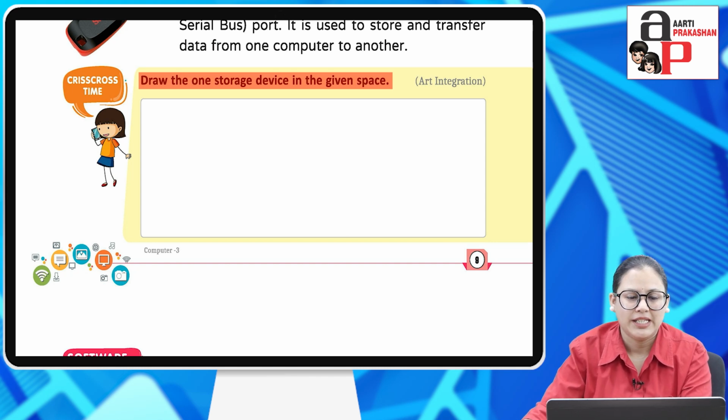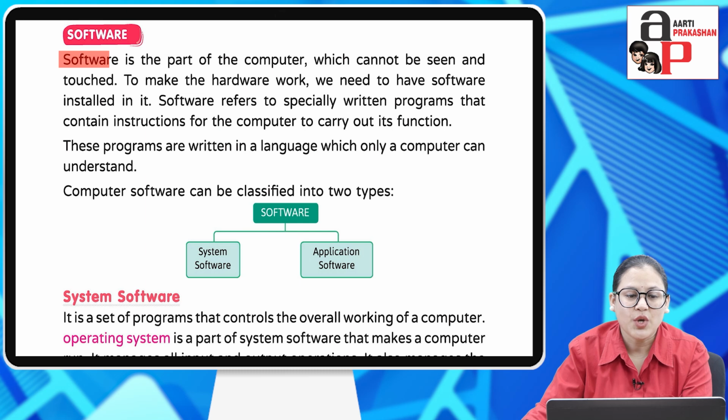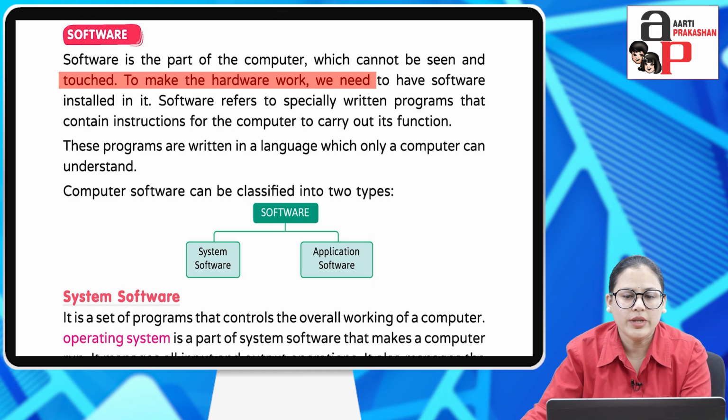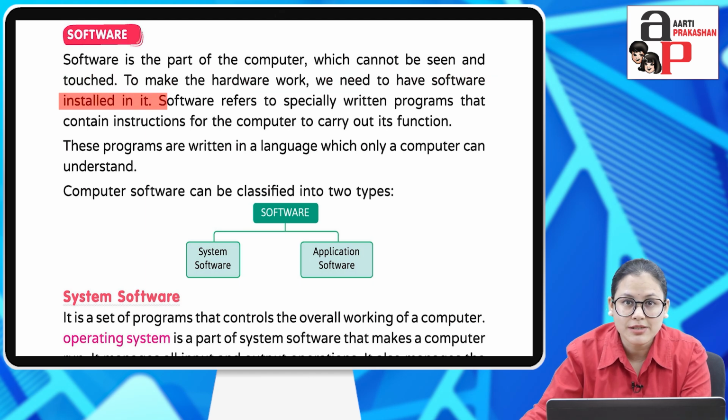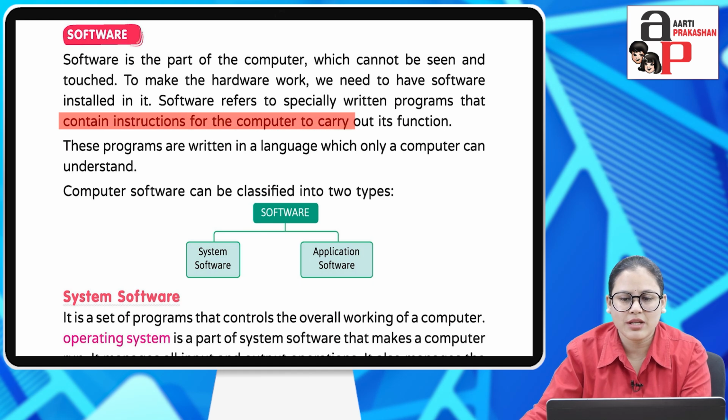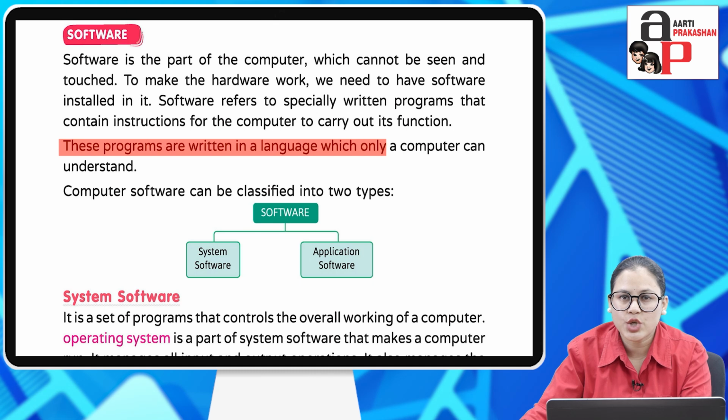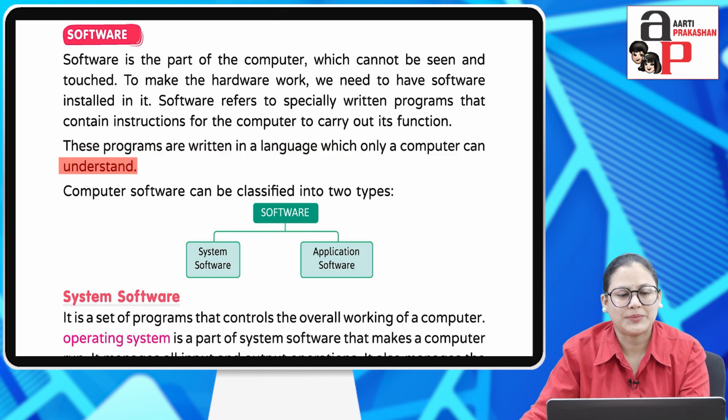Okay, now software. Software is a part of the computer which cannot be seen and touched. To make the hardware work, we need to have software installed in it. Software refers to specially written programs that contain instructions for the computer to carry out its function. These programs are written in a language which only a computer can understand.